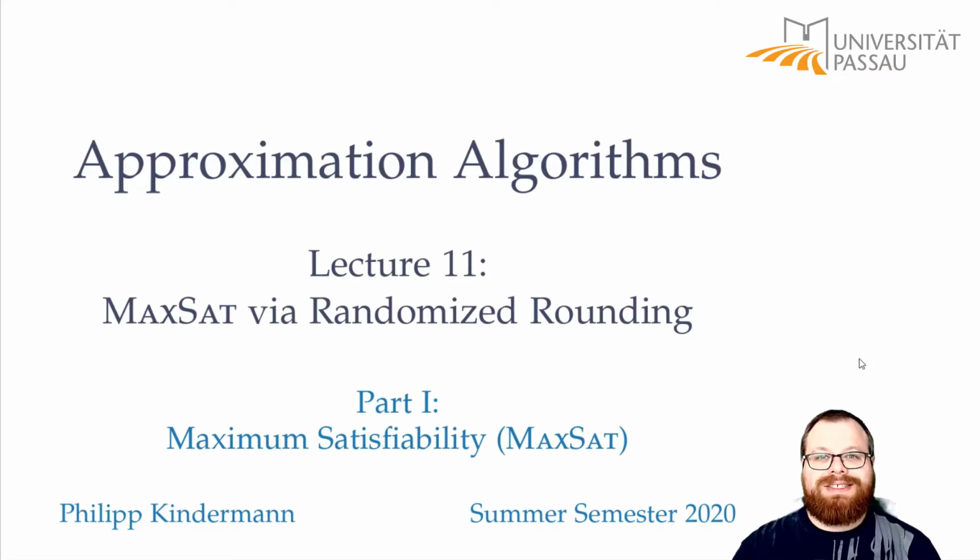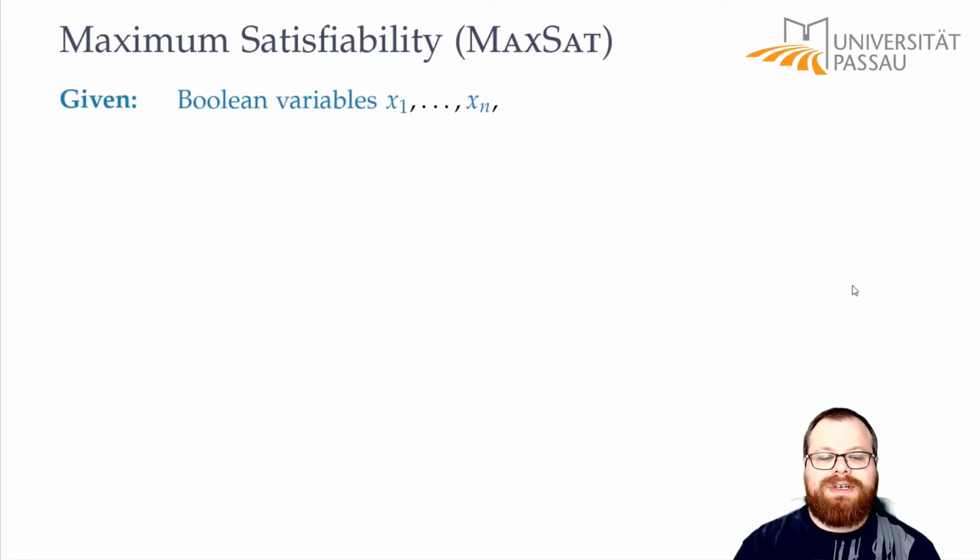Welcome to the 11th lecture on approximation algorithms. Today we will talk about the maximum satisfiability problem and how to solve it approximately very well using randomized rounding. Let's start with the problem definition.